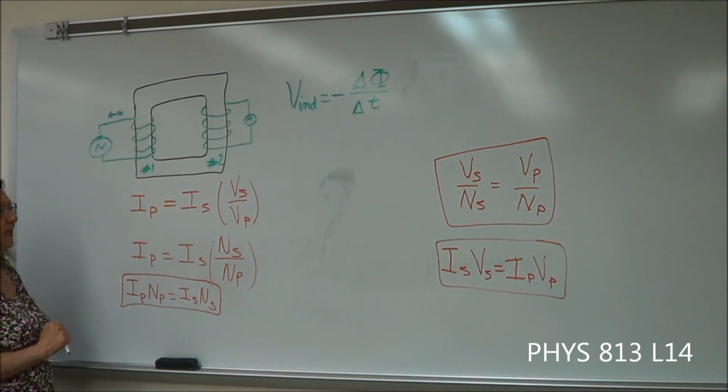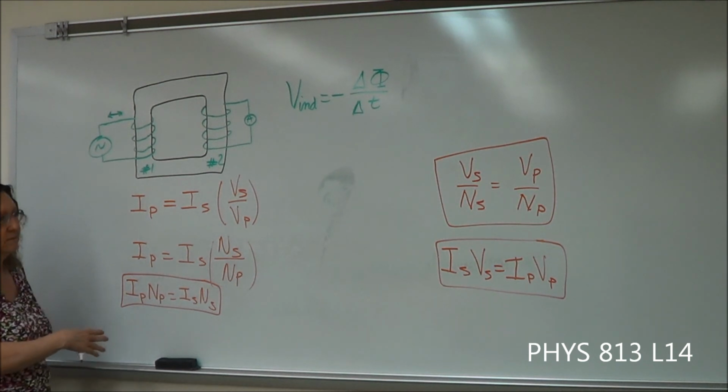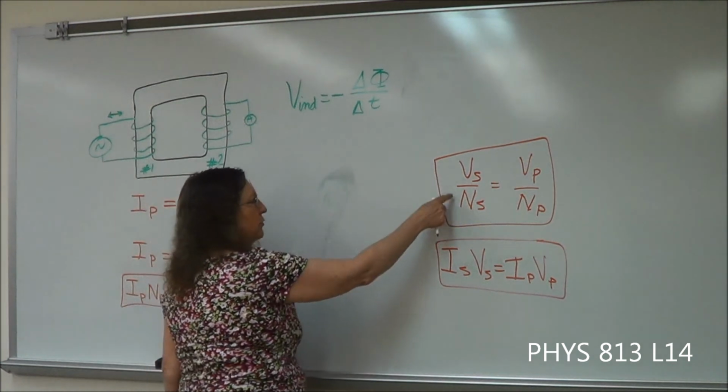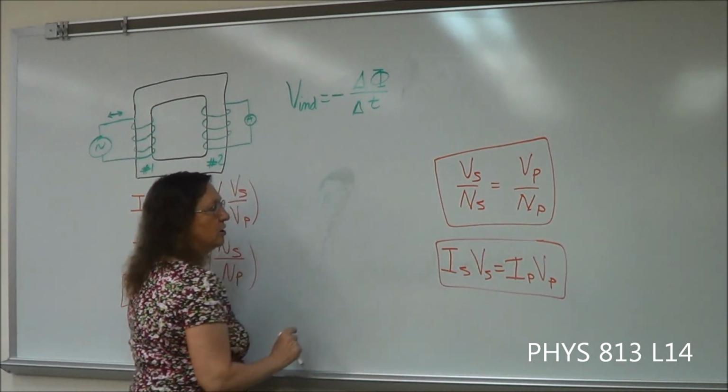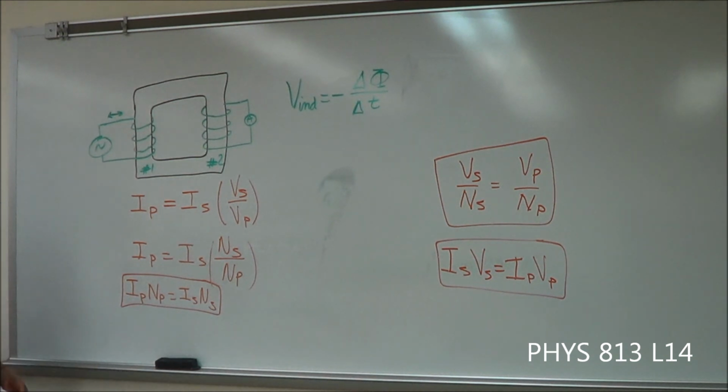Actually, I think if you do some statistics, probability or something, you can figure out that once we have three equations, that relates everything that we need to relate. So we've got voltage and number of turns, voltage and current, and then current and the number of turns.